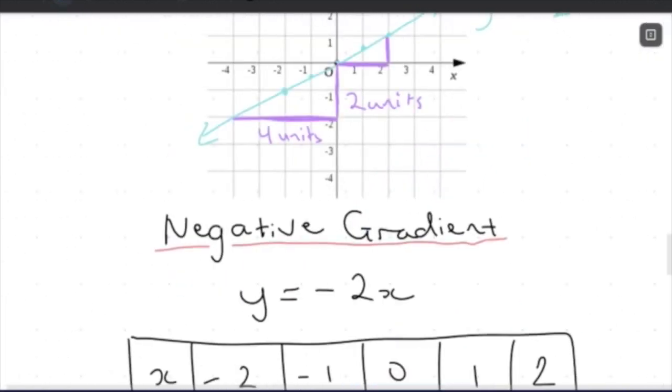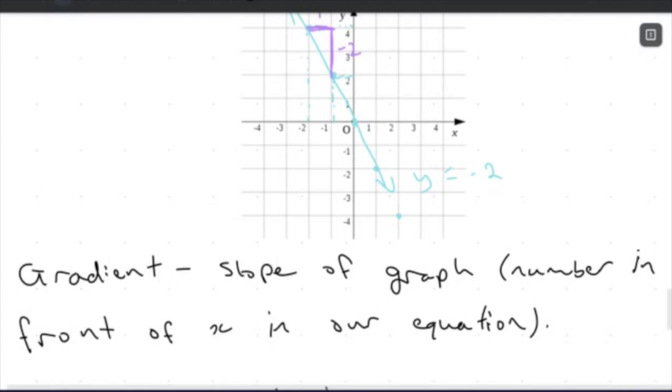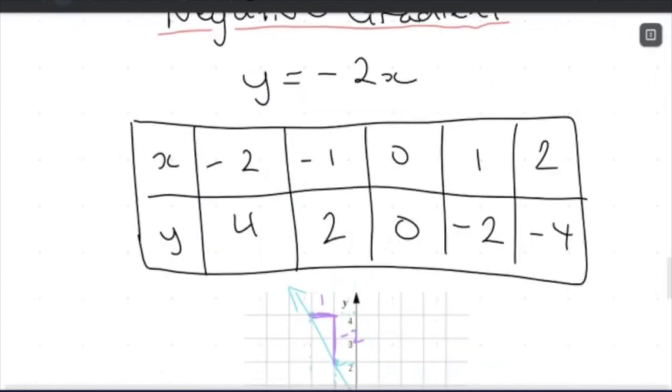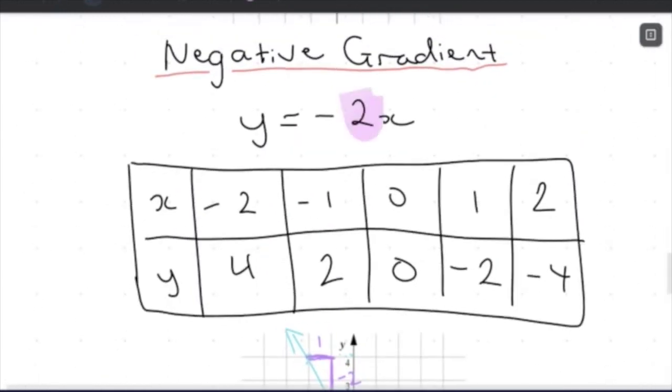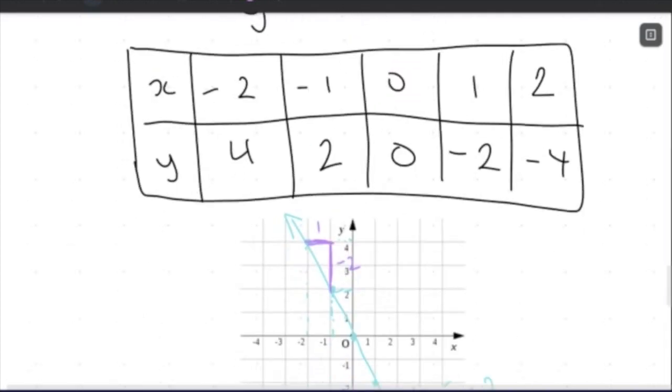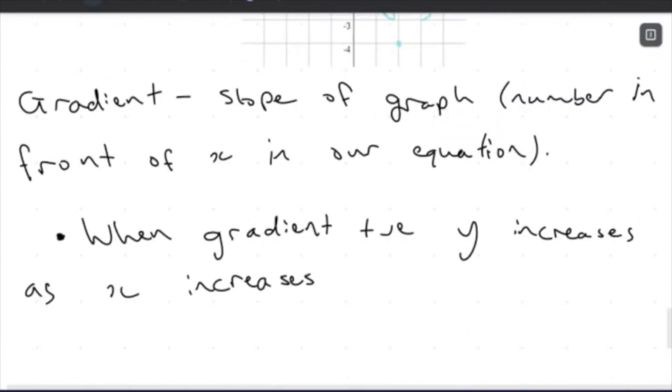So that's our first thing that we uncovered in the last video. So when this number in front of the x is positive, then my y will increase with x. We talked about the gradient as telling us how y changes with x. Everything about linear relationships is looking at how these variables change with one another.